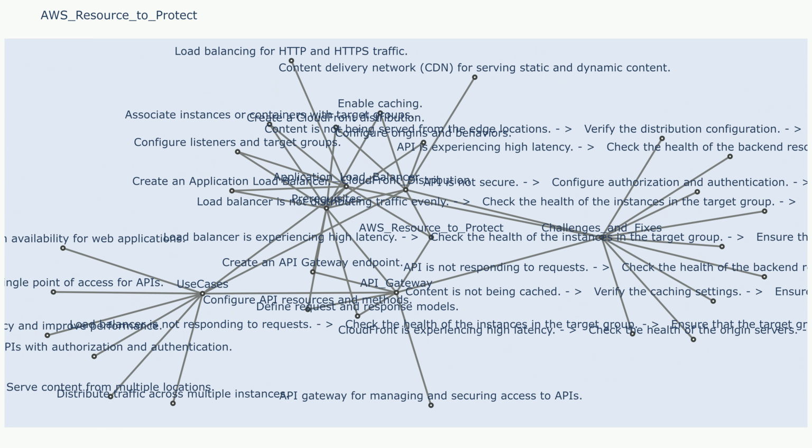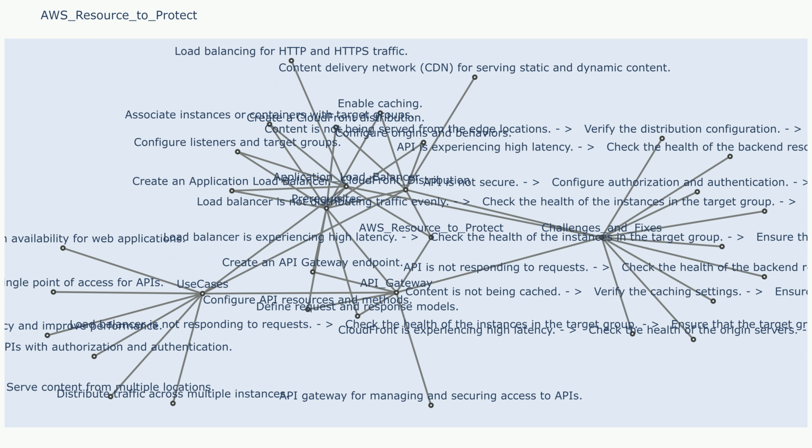API Gateway. Description: API Gateway for managing and securing access to APIs. Prerequisites. Create an API Gateway endpoint. Configure API resources and methods. Define request and response models. Use cases. Provide a single point of access for APIs. Secure APIs with authorization and authentication.